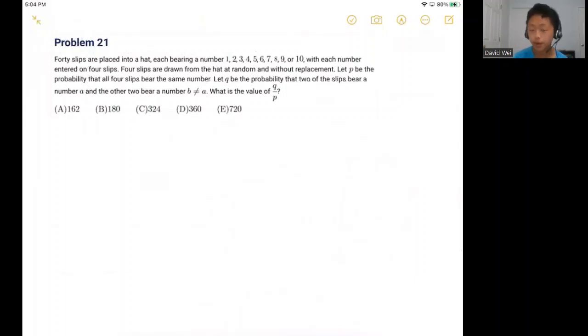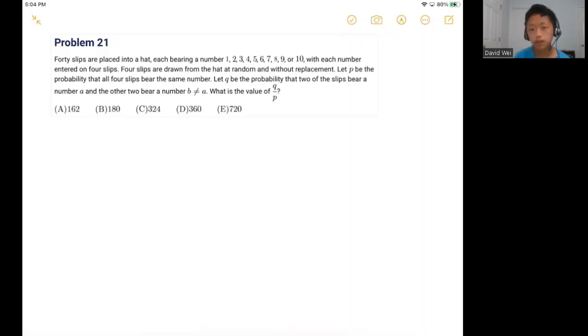Question 21 is a probability question. So let's take a look at this question. We have 40 slips that are placed into a hat, and each of the slips has a number written on it. We're given that there are 4 slips that have the number 1, 4 slips of number 2, 4 slips of number 3, all the way up to 4 slips of number 10.